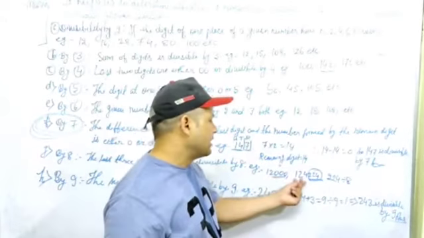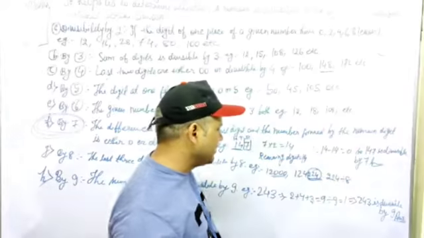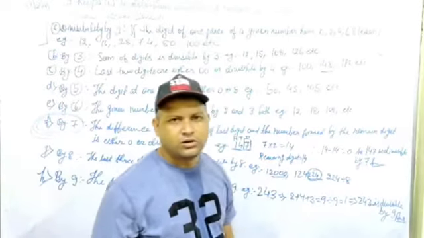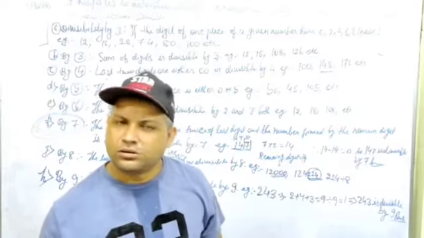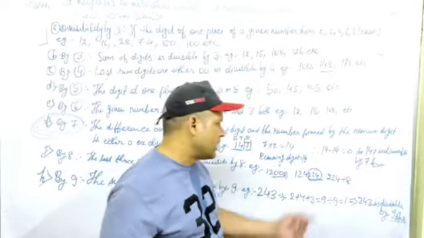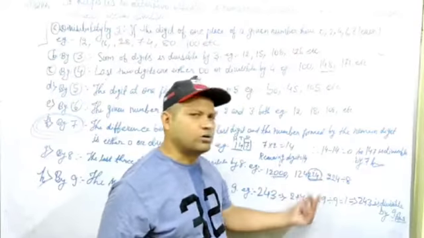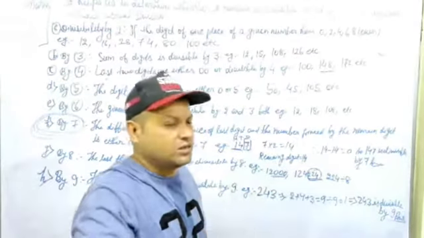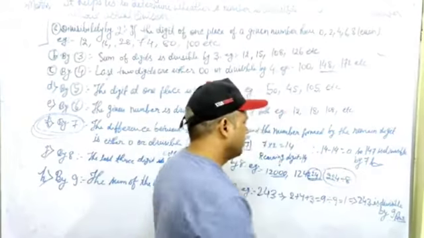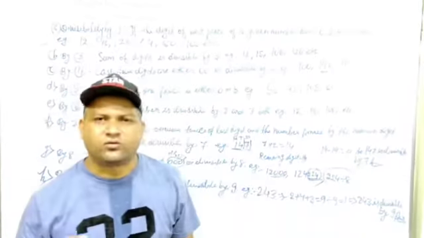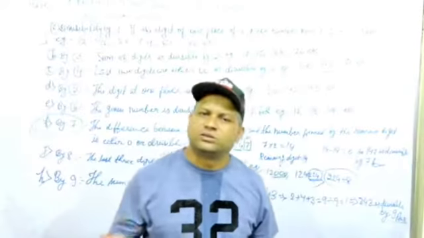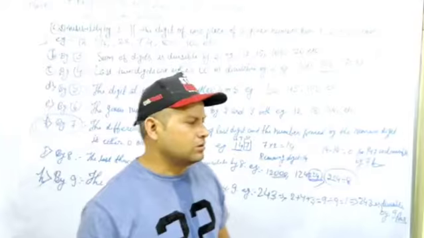Here I have written 1,24,224. Is it divisible by 8? Yes, with confidence I can say so, because looking at the last 3 digits, 224 is divisible by 8. So we can say that 1,24,224 is divisible by 8.